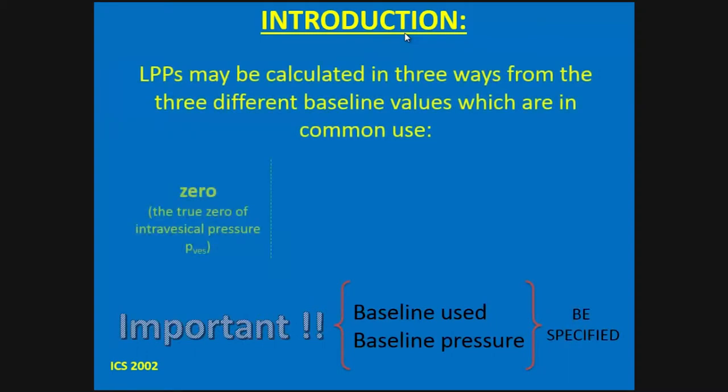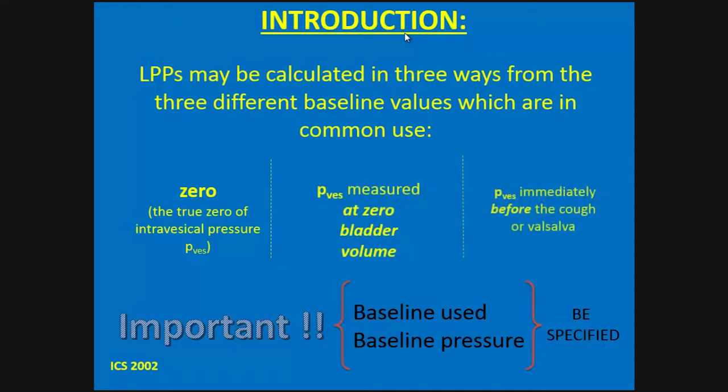2002. We know that leak point pressure may also be calculated in three ways from three different baseline values, which are in common use. That would be zero, which is the true zero of intravesical pressure, or the intravesical pressure measured at zero blood volume, or the intravesical pressure immediately before the cough or the Valsalva. What is important, and we are going to support, is that the baseline used in every registration should be specified.